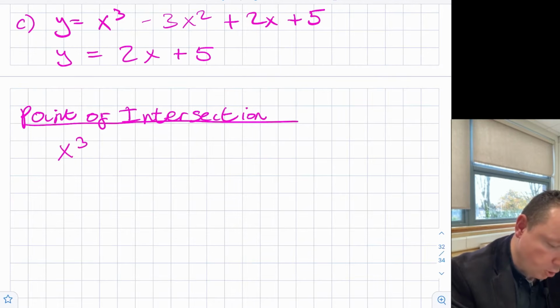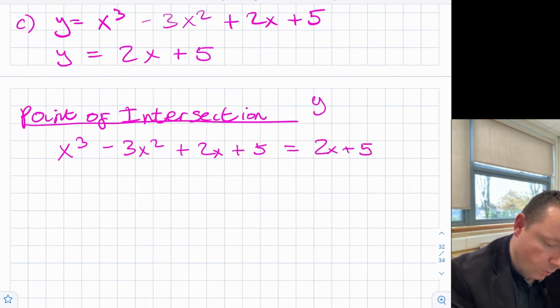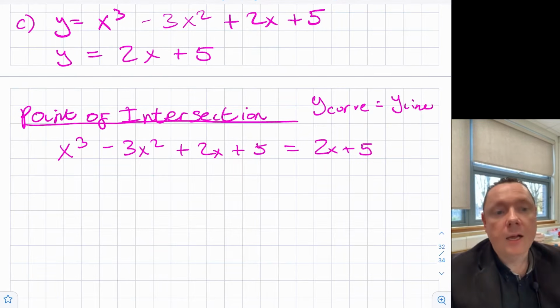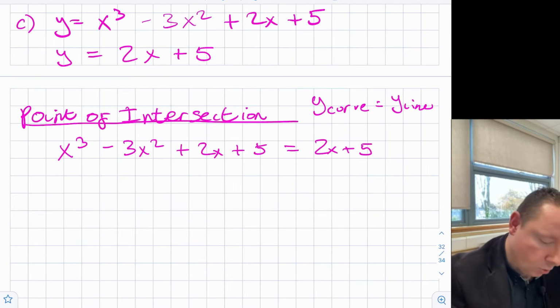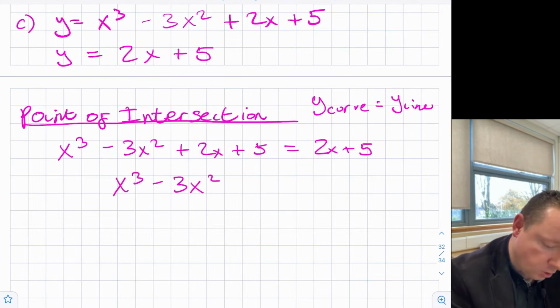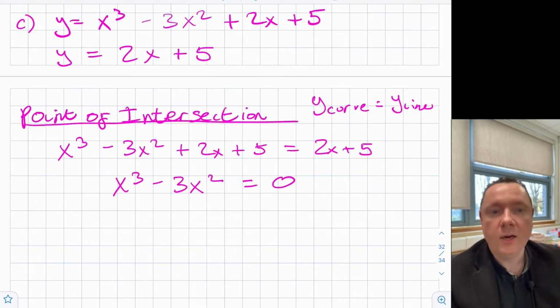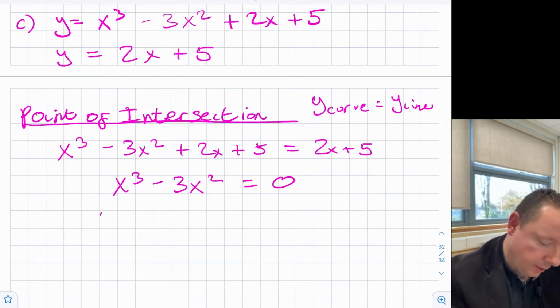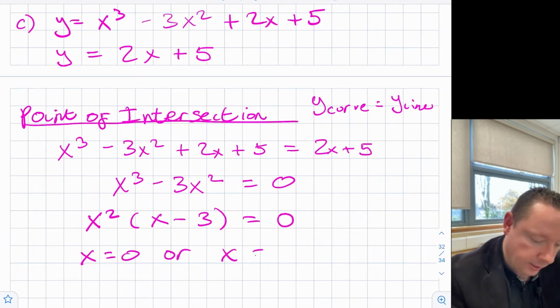we can say that x cubed minus 3x squared plus 2x plus 5 equals 2x plus 5, because the y of the curve must equal the y of the line. Let's rearrange that then. So we can see there's 2x on both sides, so they cancel, 5 on both sides cancel. So you end up with just x cubed minus 3x squared equals 0. And we can solve that by factorising. x squared is a common factor, so we've got x squared times x minus 3 equals 0. So x equals 0 or x equals 3.